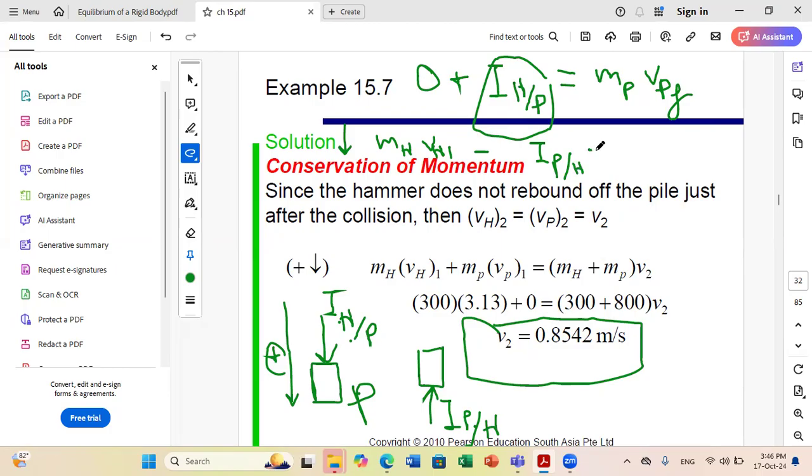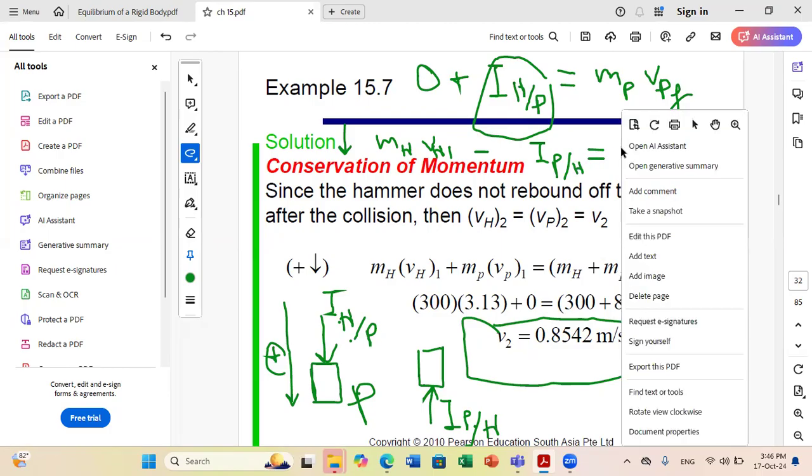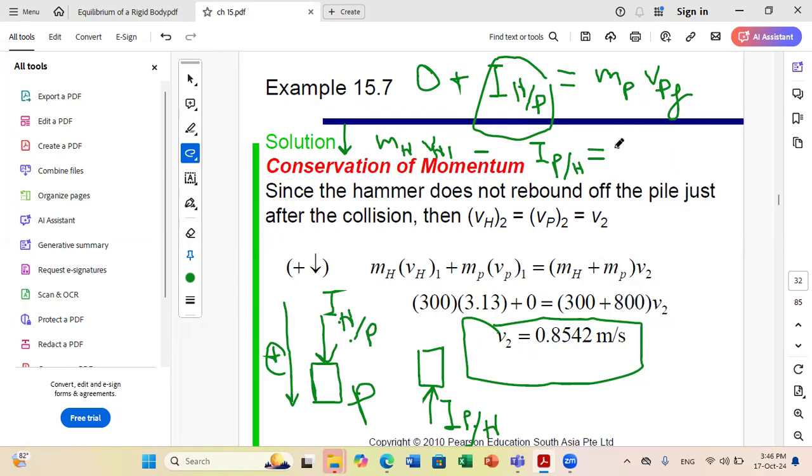equals M H times V final, okay? Now here, if you add the two equations, the impulse will cancel out and you go back to the conservation of linear momentum, okay? So you can use either this equation or this one to calculate I. Any question on this?